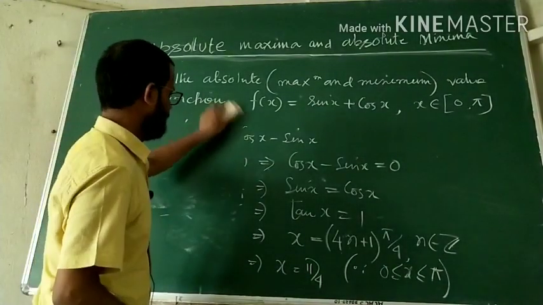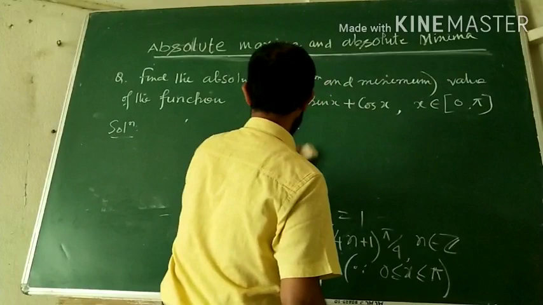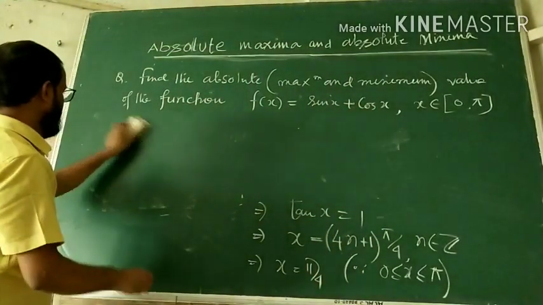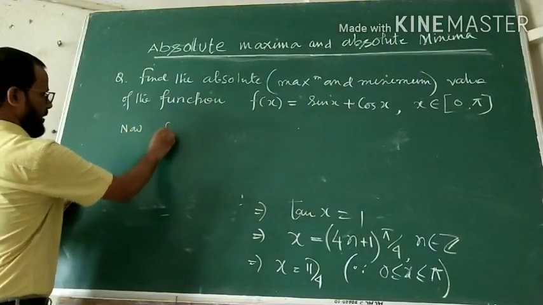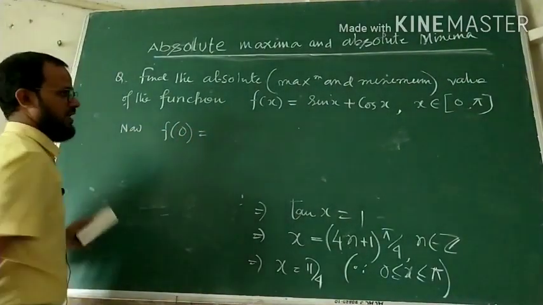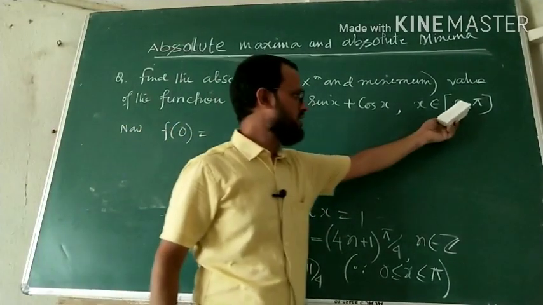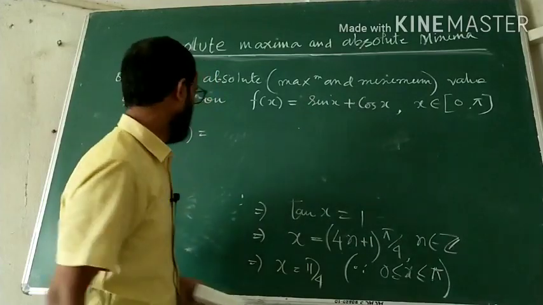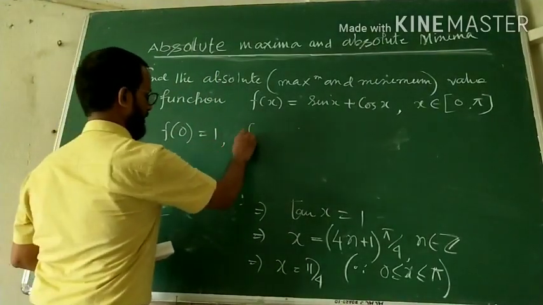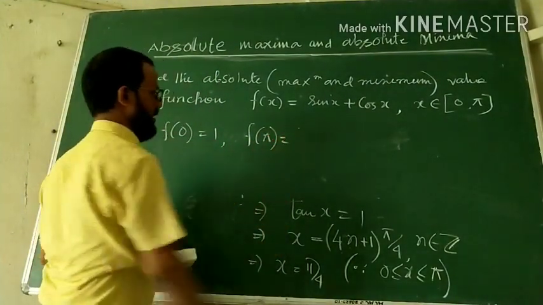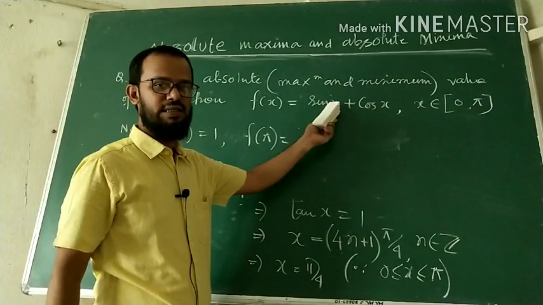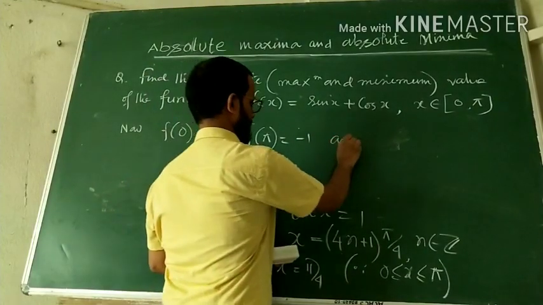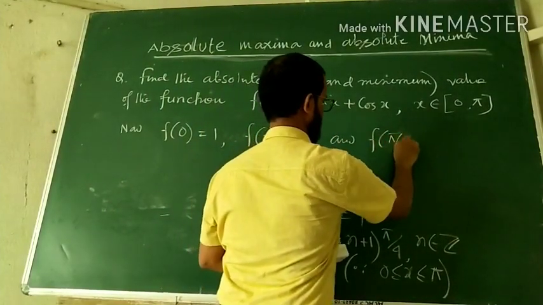Okay, so let us start to find the functional values. Your function is f(x) equal to sin x plus cos x. Now f(0), the endpoint of the closed interval, equal to sin 0 plus cos 0. Sin 0 is 0, cos 0 is 1, so f(0) equal to 1. f(pi) means sin pi, which is again 0, plus cos pi, which is equal to minus 1. So f(pi) is minus 1.